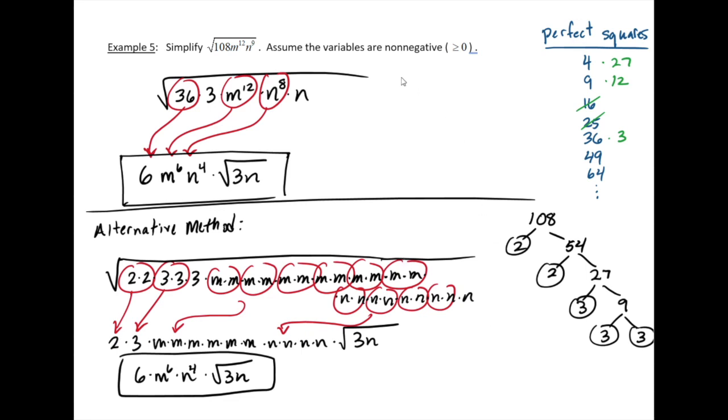Let's end this lecture by explaining why we're told to assume that the variables are non-negative in these problems, and what our answers would look like if this were not the case. We basically want to answer the question, is the square root of x squared equal to x? Does the square root cancel the square?